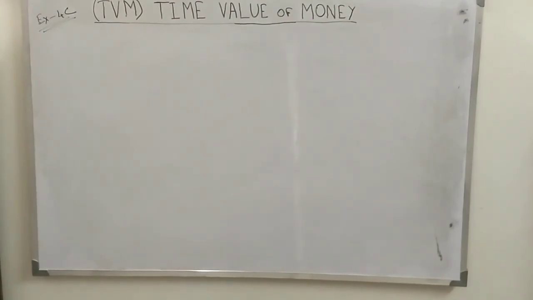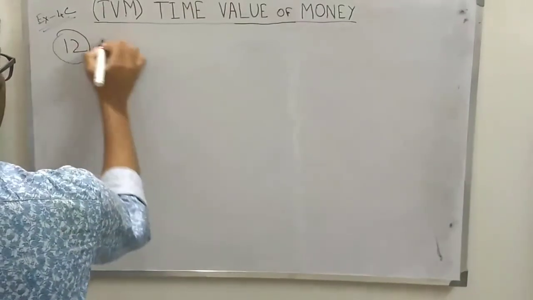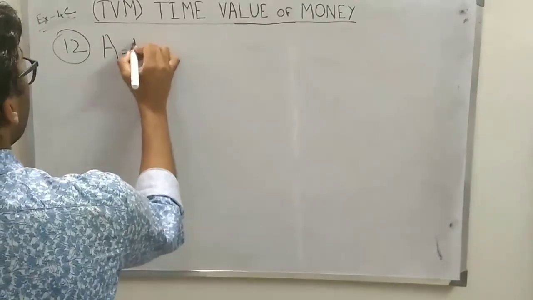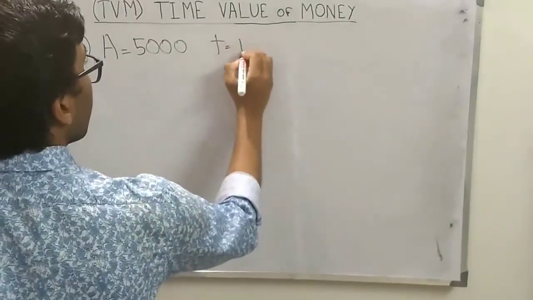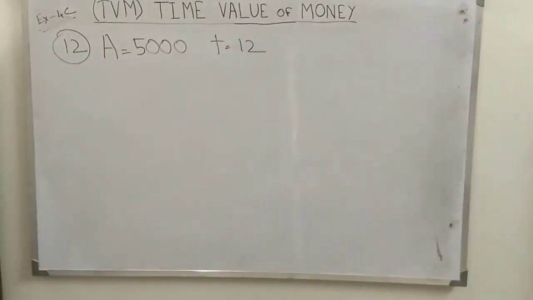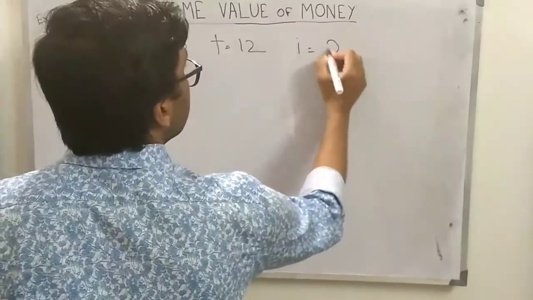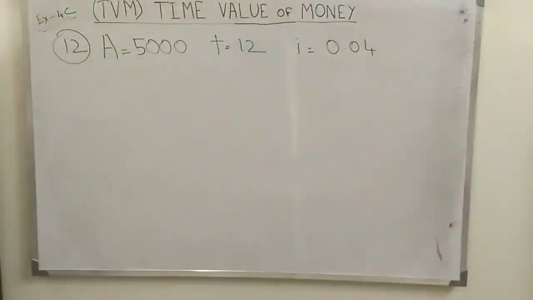Now question number 12. The present value of annuity of rupees 5,000, that means A is given. Question number 12. A is given as rupees 5,000 per annum for 12 years. That means the time period is 12 years. Now at 4% per annum compound interest, i is 0.04. You have to calculate the present value of the annuity.